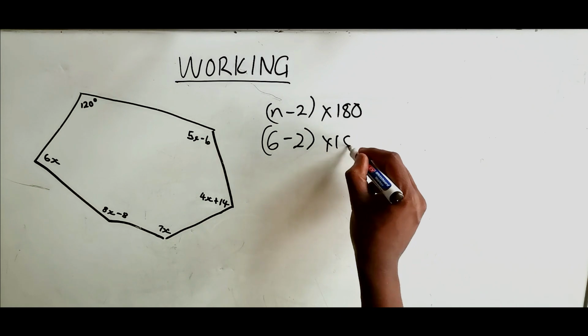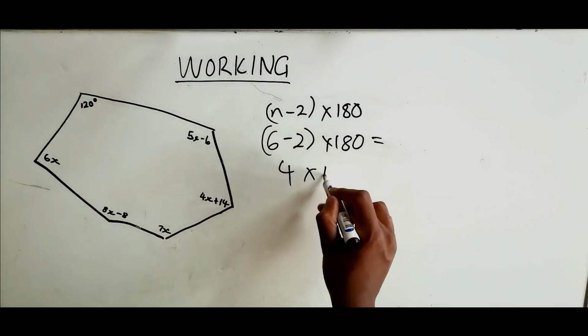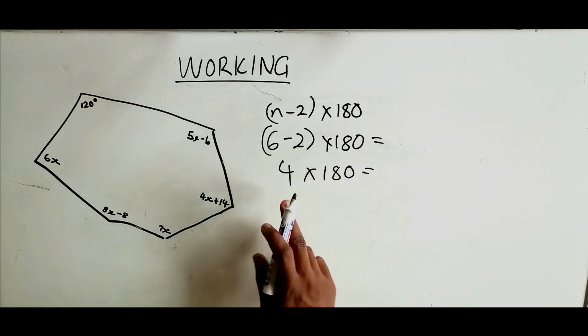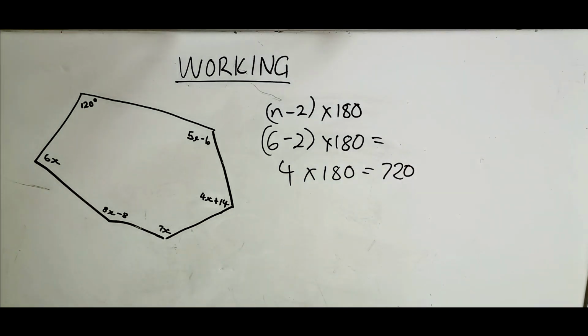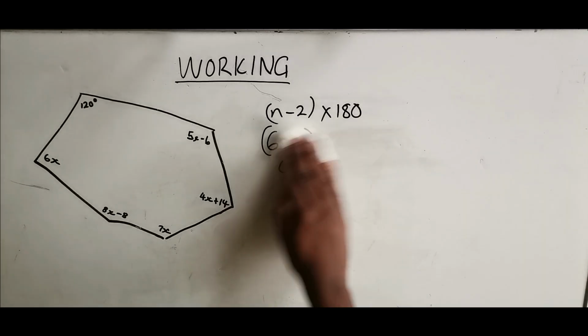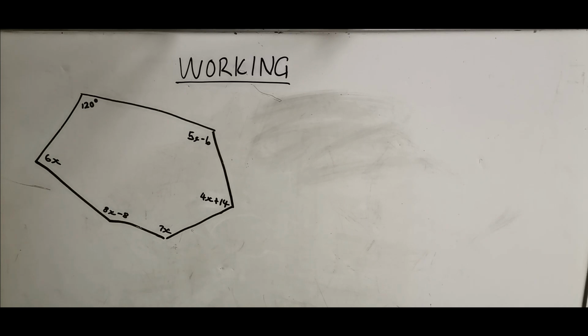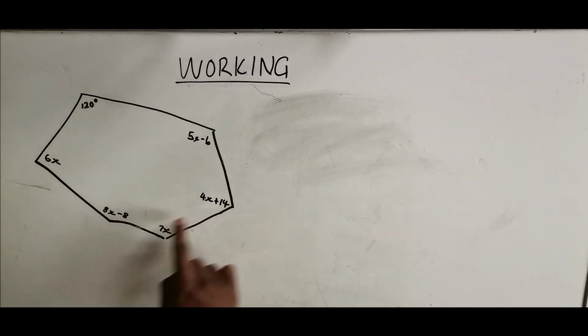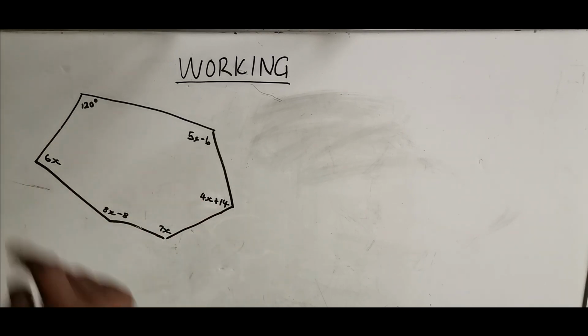6 minus 2 will give me 4, which will give me 4 times 180. That will give me 720. Okay, now I have 720. That means I can now go on to the second step, which is finding what x is. I find what x is because I know 720 is the total interior angle, meaning if I add all of these, I'll get 720.